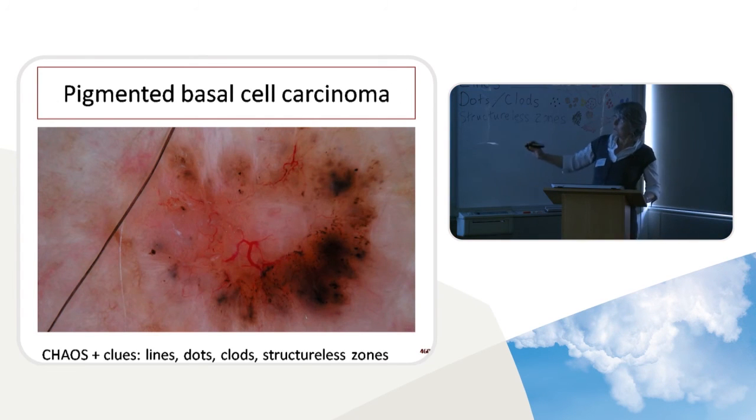So this is a pigmented BCC. The pigment goes out to the edge. We've got the branched red lines. Doesn't matter if you thought it was a melanoma because it's asymmetrical in colour and structure. You're going to cut it out.